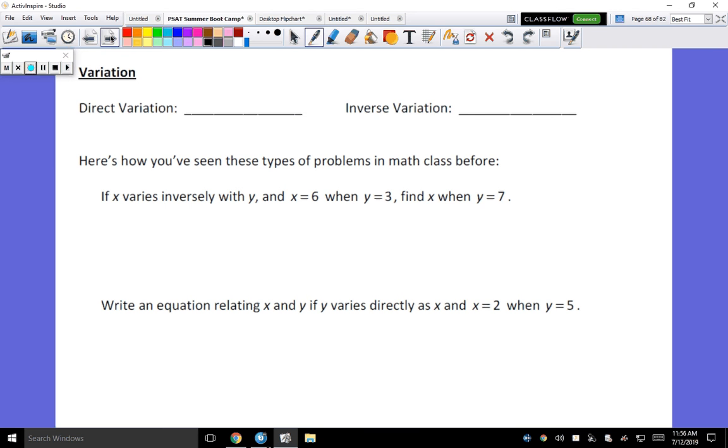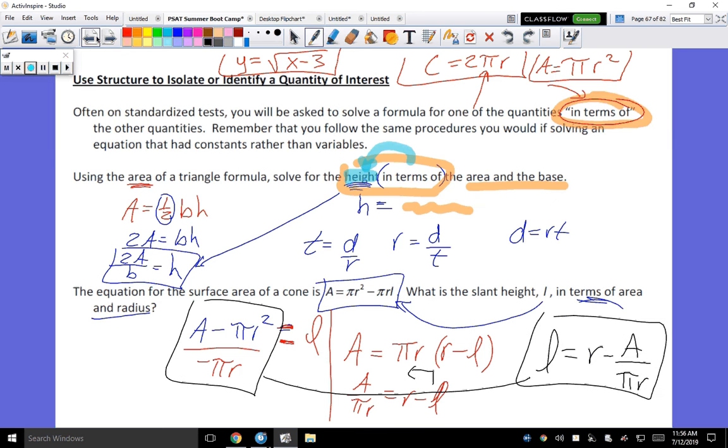Would you cancel the pies over? Oops, I'm sorry. Go ahead. Can you cancel the pies on that side? You cannot, because this is not multiplication. You can only cancel between multiplication pieces. Okay? Good question. Thank you.